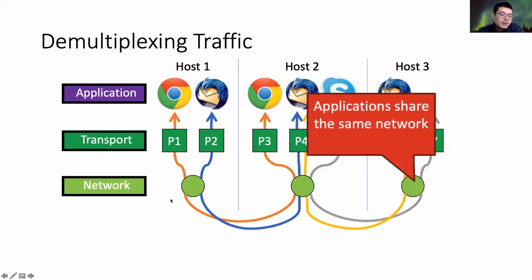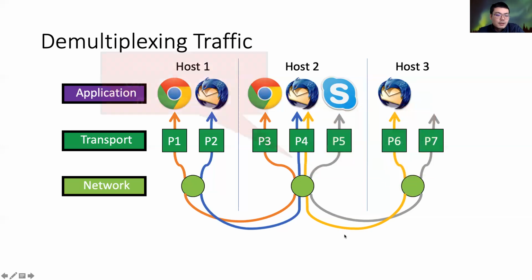Here is an example. If you look at the orange link, assume host 2 is a server. If you run an HTTP server, then when you are communicating, P3 and P1 form a link: the IP address of host 1 with P1, and the IP address of host 2 with P3. Then you can communicate with a web server and a web client.